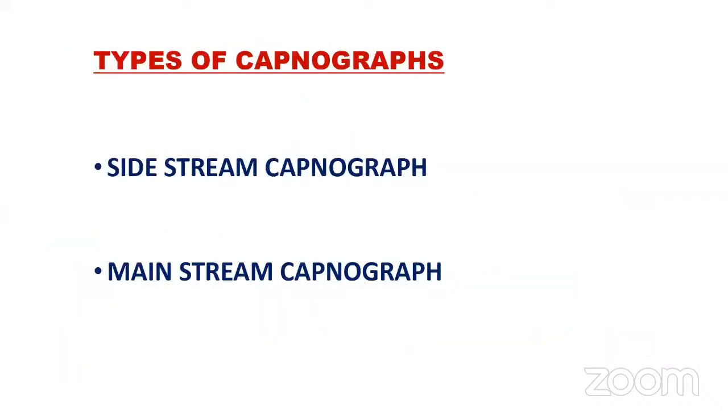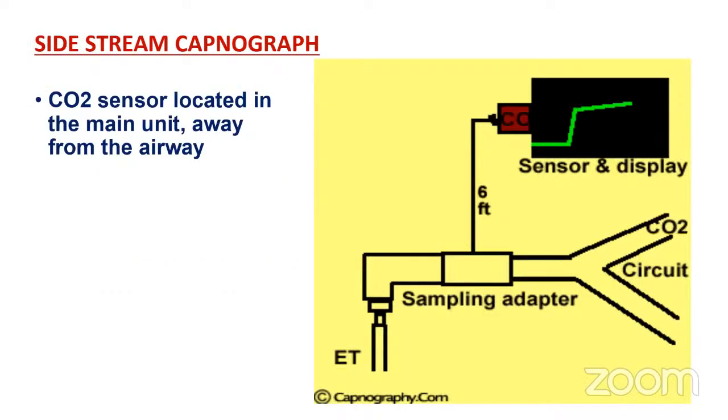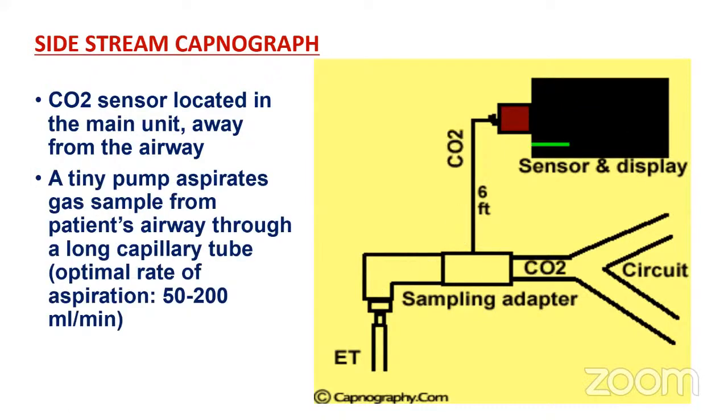It is the detector. So there are two types of capnographs: one is the side stream capnograph and the other is the mainstream capnograph. Here in the side stream capnograph, we can see that the carbon dioxide sensor is located in the main unit, away from the patient. A tiny pump aspirates the gas sample from the patient's airway through the long capillary tubing.